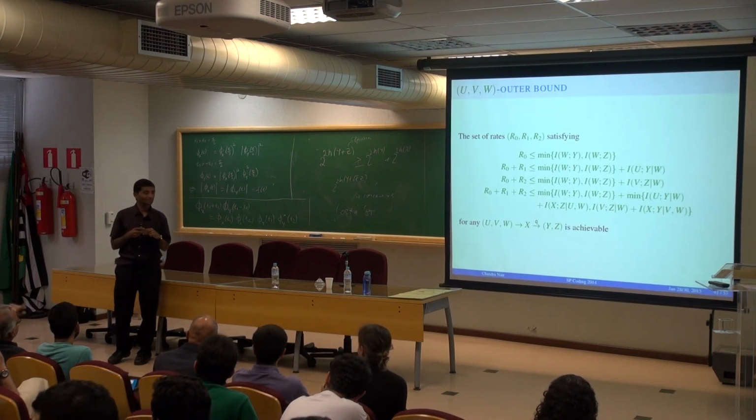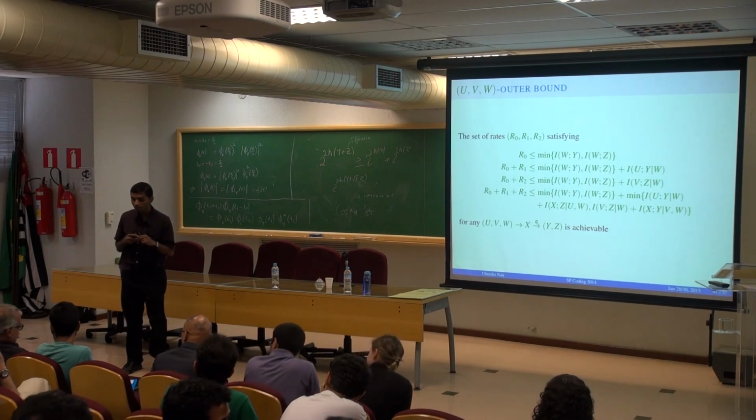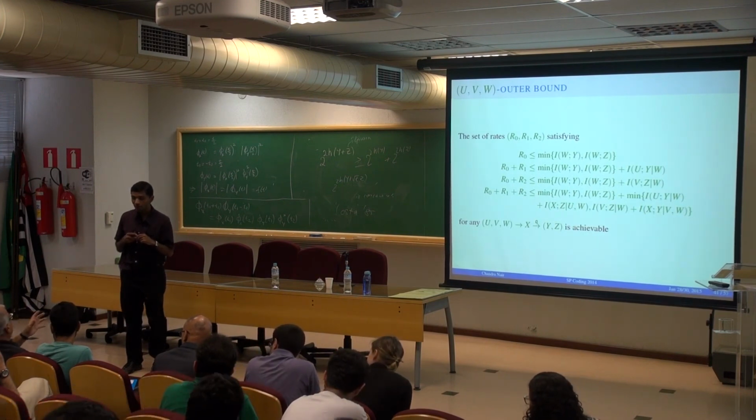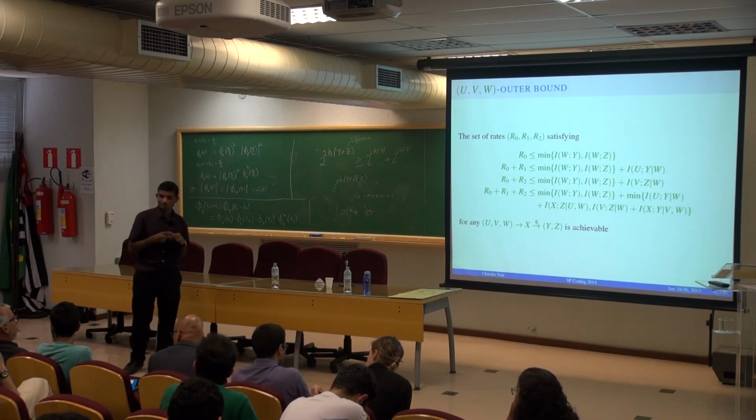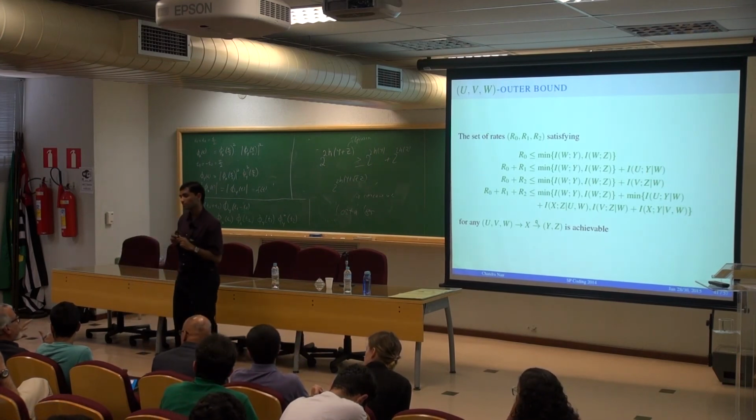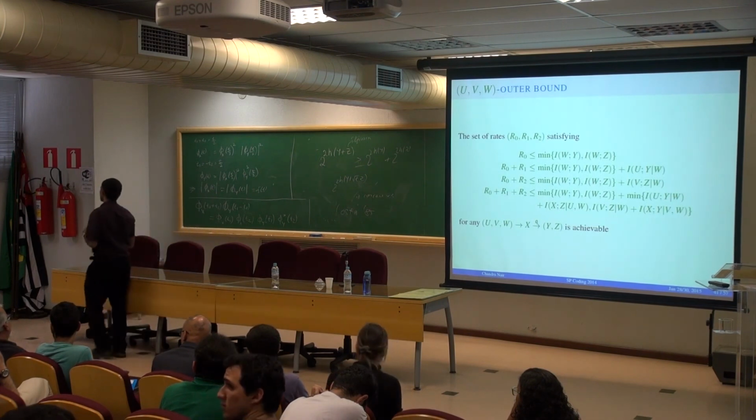Is this clear? I have a question. Yes. The Han-Kobayashi region is probably not optimal for the interference channel. How about for Gaussian interference? I don't know.